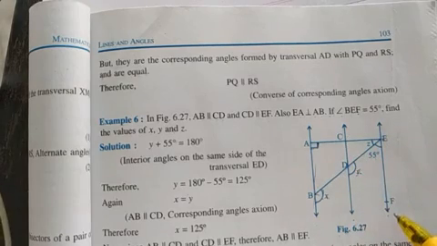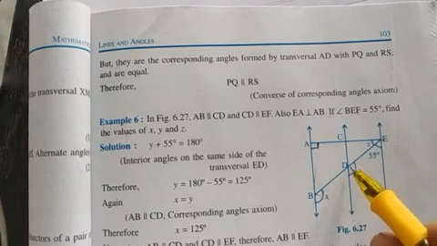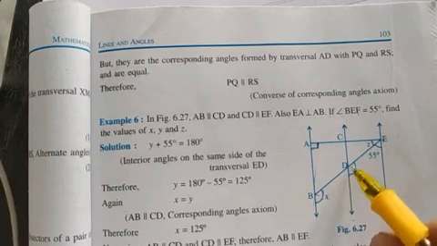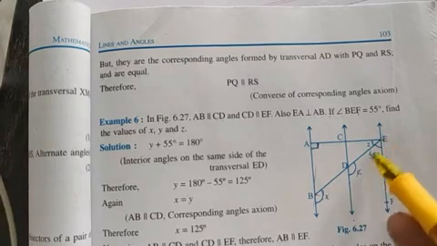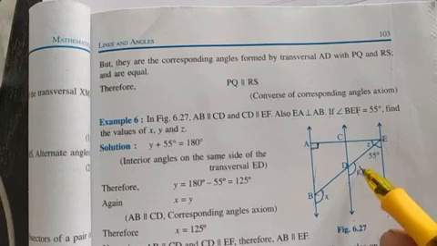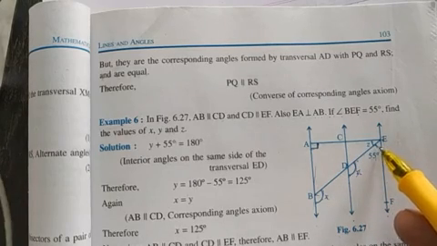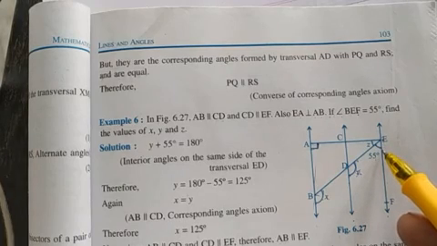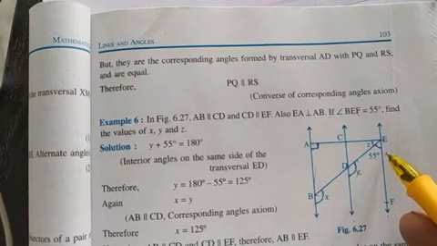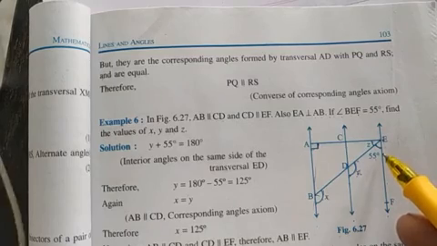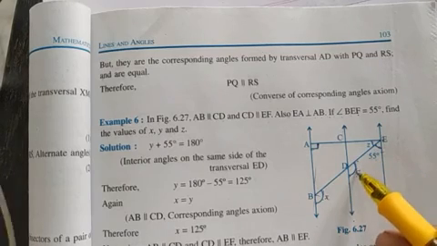CD is parallel to EF. This line CD is parallel to EF, and this DE works as a transversal, because DE intersects CD as well as EF. And this angle y and this angle 55 degrees, I am talking about both angles, these two angles are co-interior angles. Why?